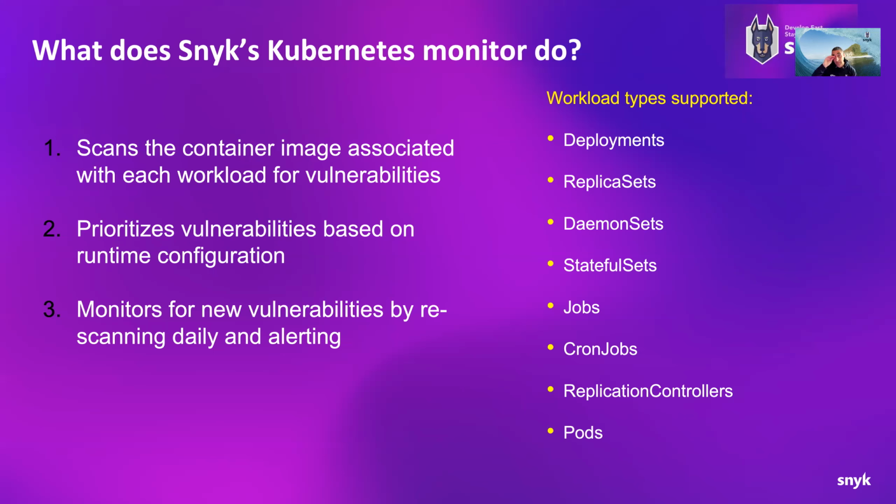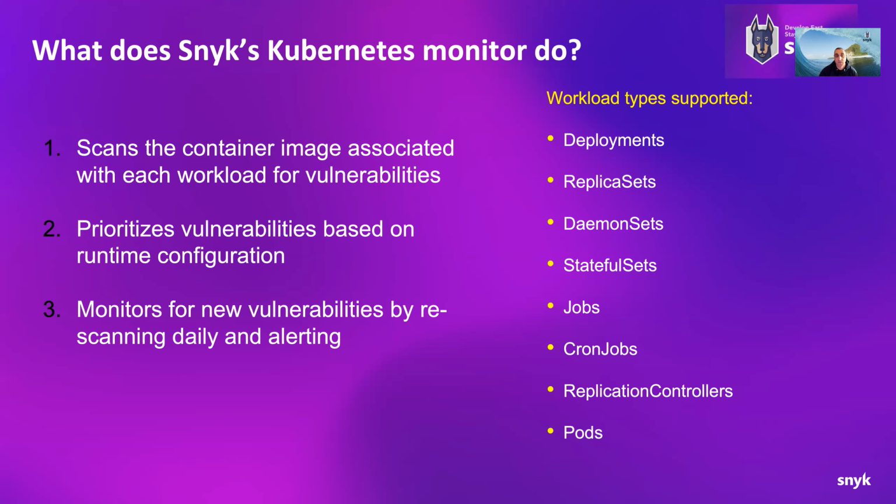In Snyk's Kubernetes monitor capability, we can scan any or all of those. In the demonstration I'm going to show you today, we constrain which workload types we really want to scan, because ultimately a job, which is a short-lived process, may be something that we don't need to scan, because once the job's finished, that container is then shut down.